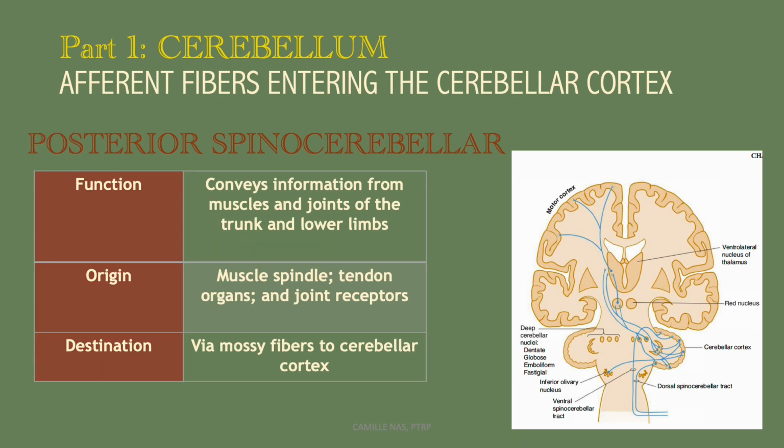Posterior spinocerebellar: this one conveys information from muscles and joints of the trunk and lower limbs. This one is specific to the trunk and lower limbs. Your anterior is for upper and lower limbs. Your posterior is for trunk and lower limbs. Same origin, muscle spindles, tendon organs, and joint receptors, and same destination.